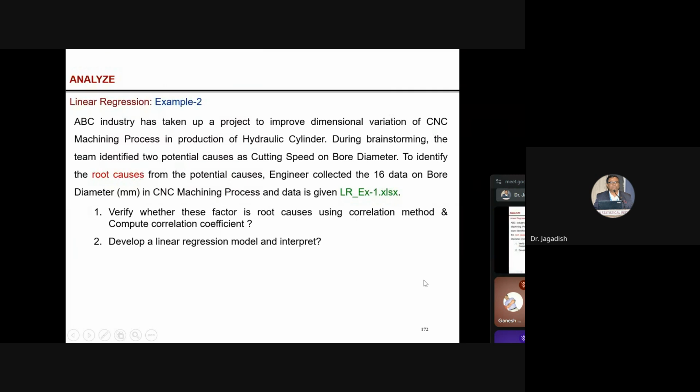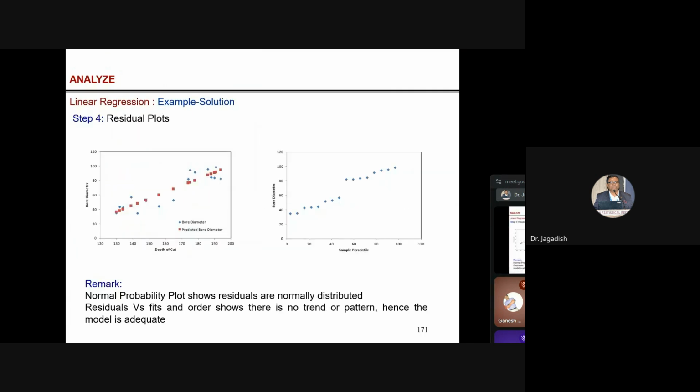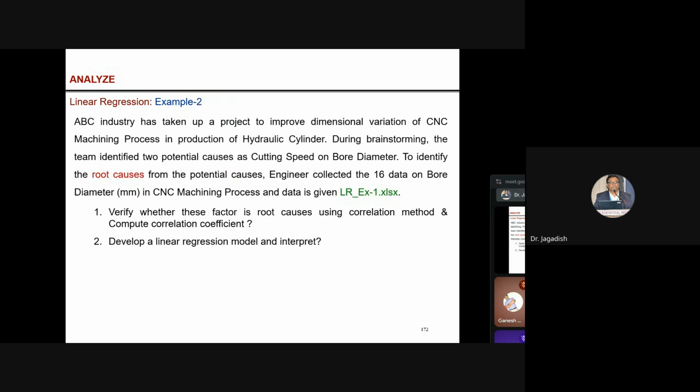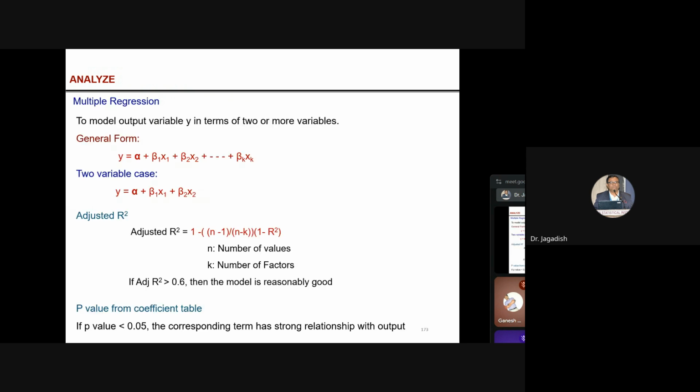So that's what we have seen here. The model is accurate around 80%, but still this model can be considered a good model. Another linear regression example is where cutting speed has been taken into consideration. Earlier it was depth of cut, now it is cutting speed, another variable. But in real practice, the process will not have only one variable. You have more than one variable, right?